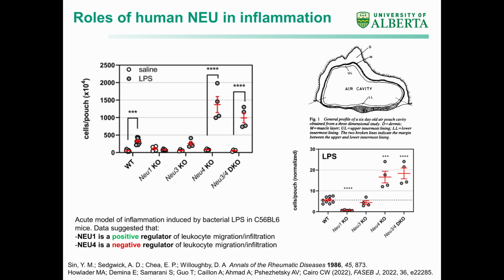When you see wild type, of course, you see an increase in leukocytes, because that's what should happen if it's a healthy mouse. But as soon as you go to NEU1, and it's probably clearer to see here, you lose that response. The NEU3 knockout, it's a little noisier. It's probably not really that different, but we've lost statistical significance here between these two. But in the case of NEU4, we see a huge increase. We see a huge amount of leukocytes go into these pouches due to LPS stimulation. The 3-4 double knockout shows the same.